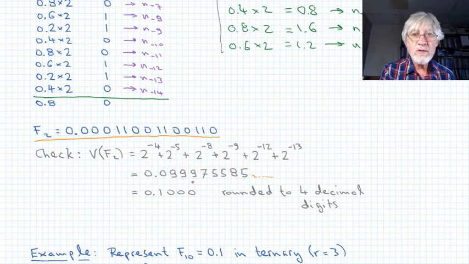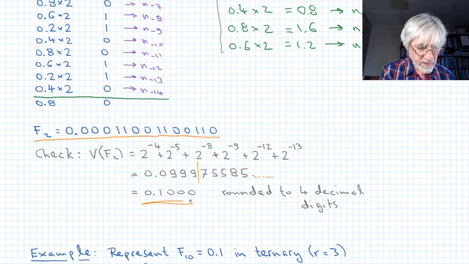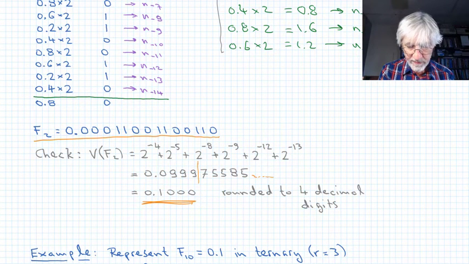Okay, and if we round that to 4 digits, okay, the 7 here is greater or equal to 0.5, so we have to add 1 to the 4th digit, and so we get 0.1000 as we wanted it to have.